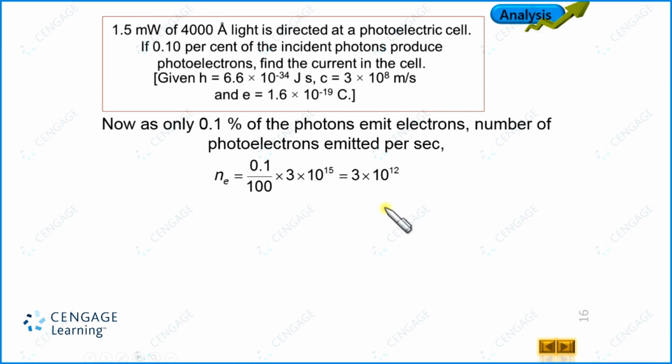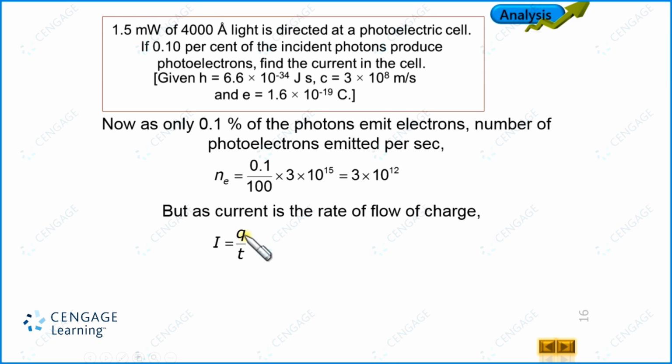Current is equal to charge divided by time, charge flowing per unit time, that is Q divided by T, right? We can write Q as the number of electrons multiplied by the electronic charge. Let us write this quantity as N multiplied by E, right? NE divided by T, and we know this value, that is N divided by T, the number of electrons per second. Let us call this value NE. So NE we have calculated, that is equal to 3 into 10 to the power 12.